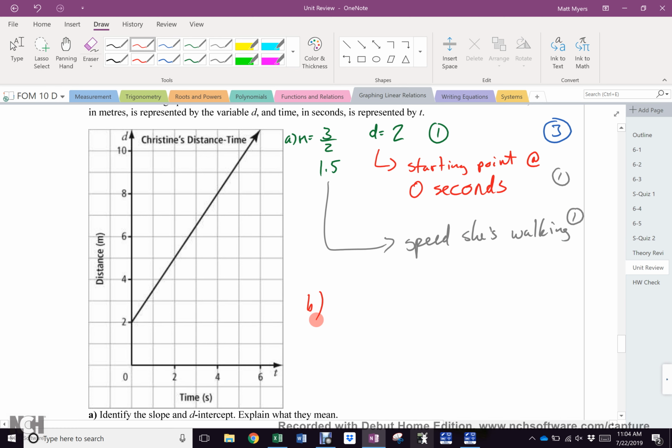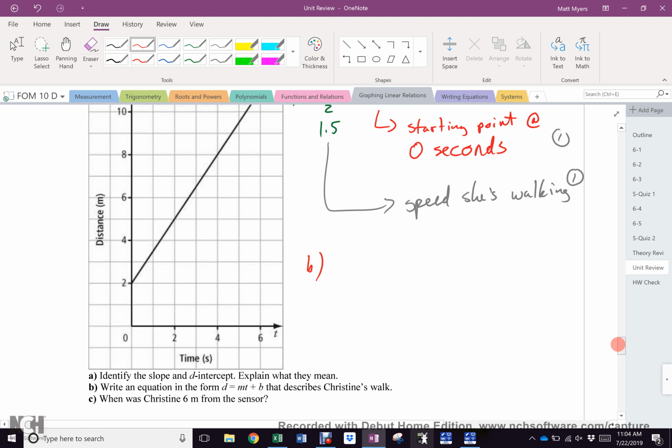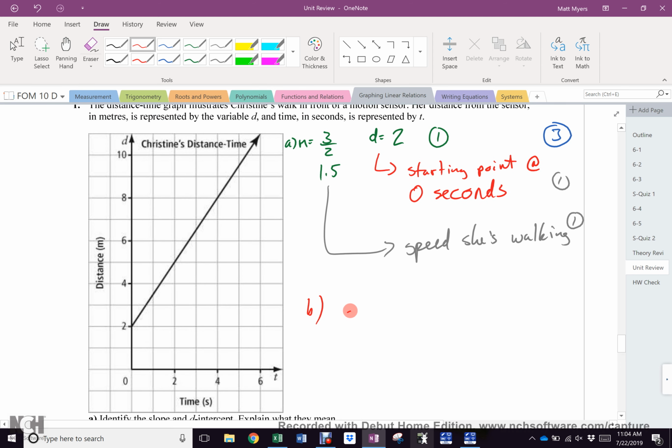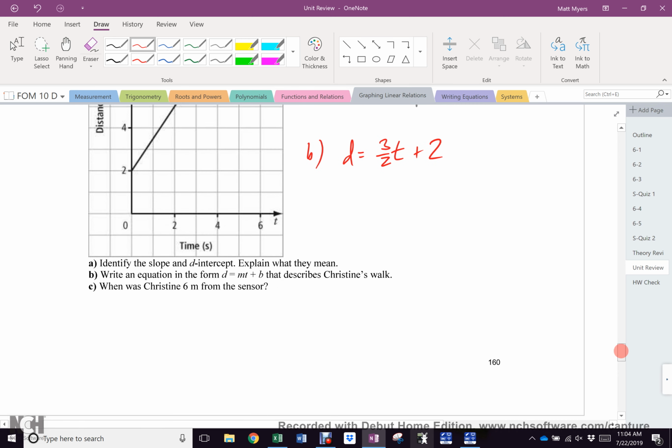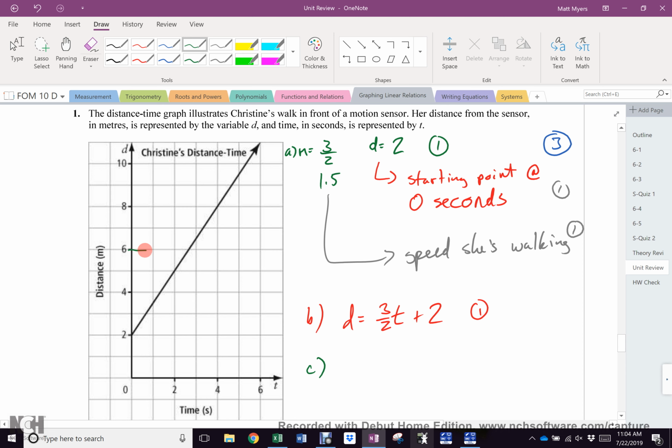B. Write an equation that describes her walk. This is 1 mark. Distance equals 3 halves time plus 2, because you knew the slope and the y-intercept. For 1 mark there. And C. When was she 6 meters from the sensor? Up to 6. What time is that?